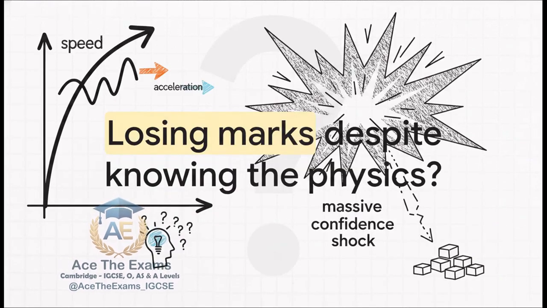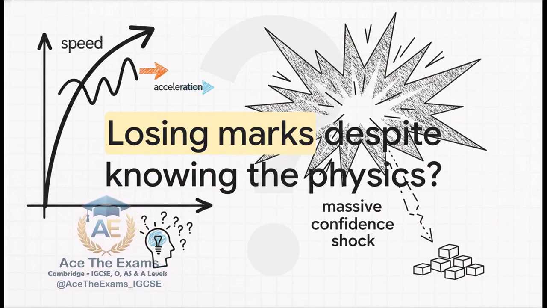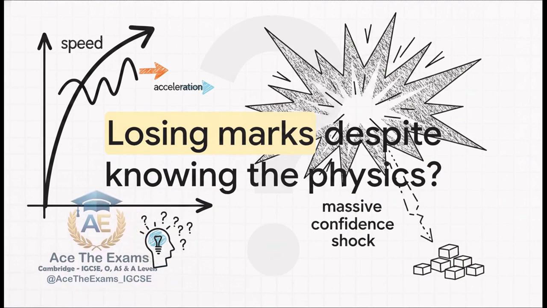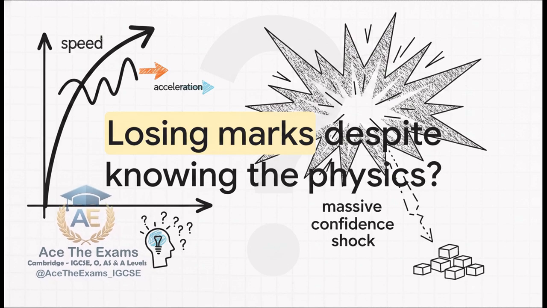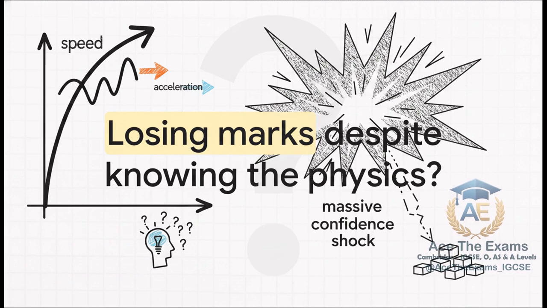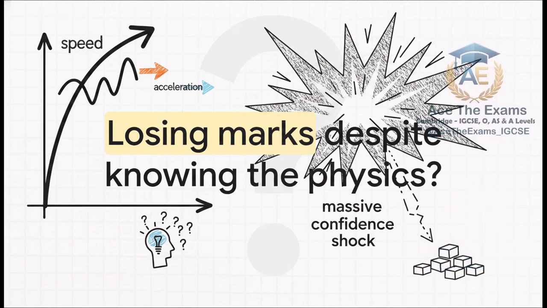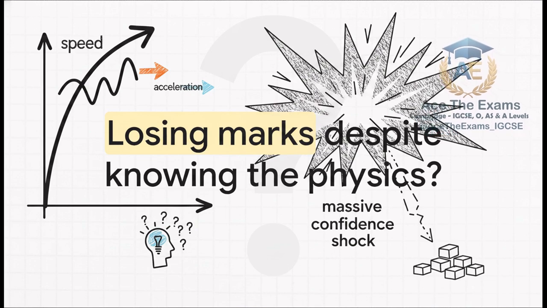Here is the brutal reality. You probably know the physics concepts, right? You know what speed is. You know what acceleration is. But then you sit in the exam hall, stare at a curved motion graph, write what feels like a perfectly logical answer, and when results day comes, 0 marks. You completely blow your grade boundary on the exact wording. It's a massive confidence killer, and honestly, it happens to the smartest candidates.